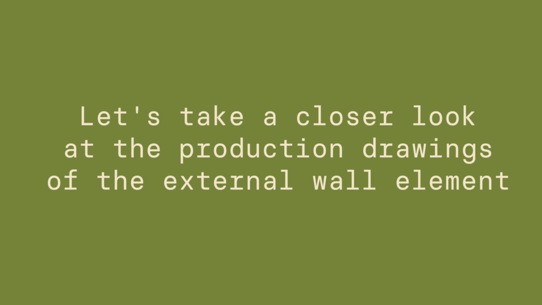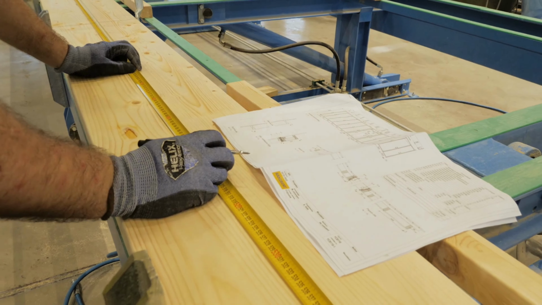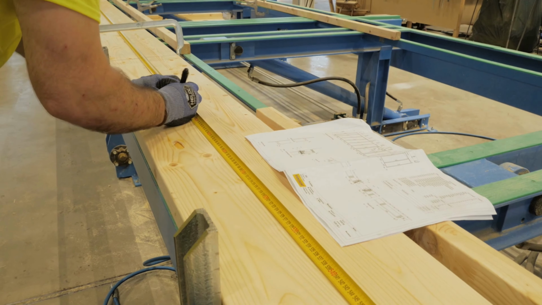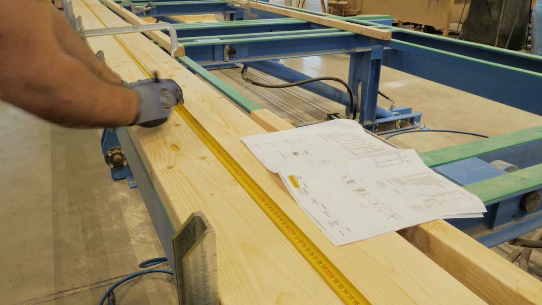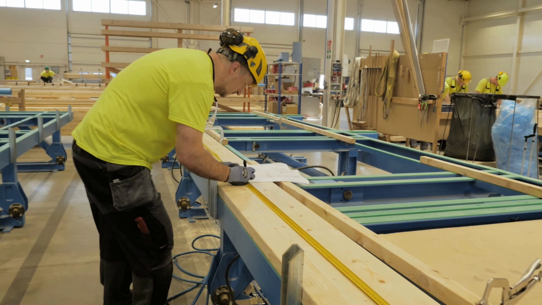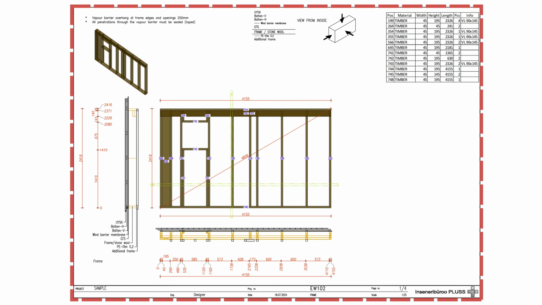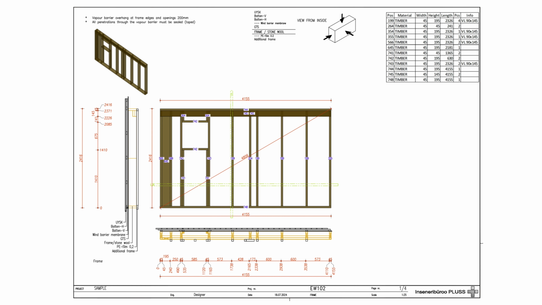Let's take a closer look at the production drawings of the external wall element and go through different parts of the drawing to familiarize with it. Standard drawings are typically on A3-sized paper, chosen for its practicality in factory environments where larger printouts are uncommon. The frame line defines the drawing's boundaries, with specific distances from the paper edges to prevent any issues when printing or binding the drawing to a folder.